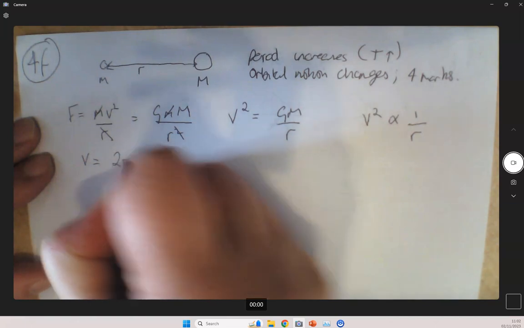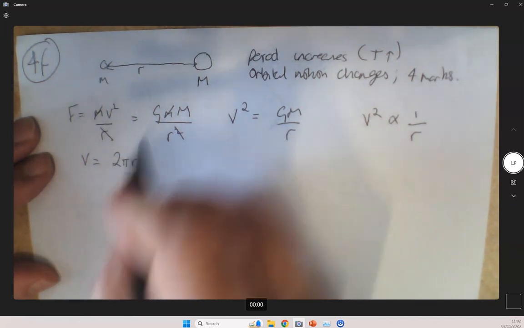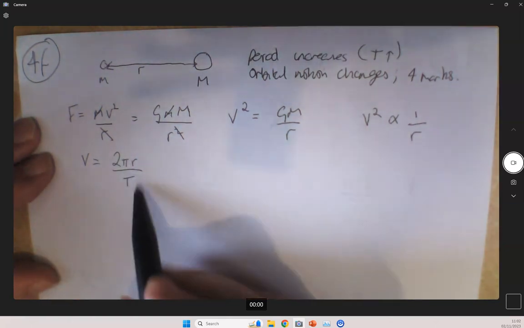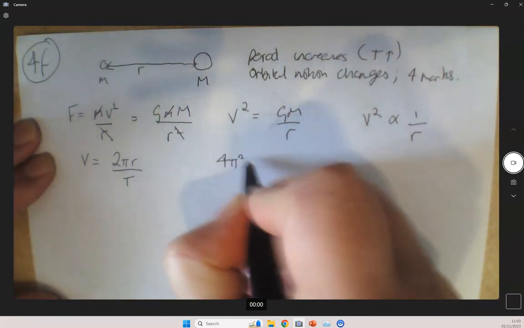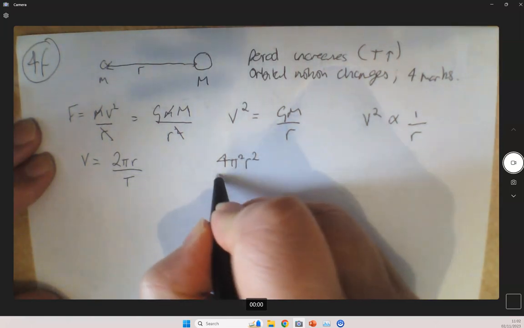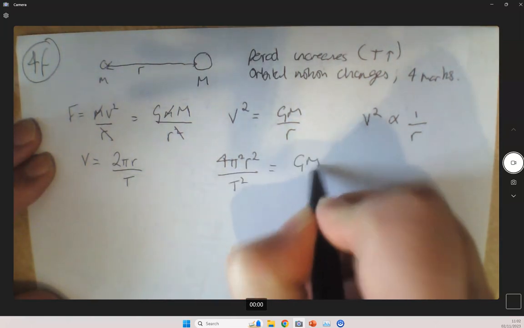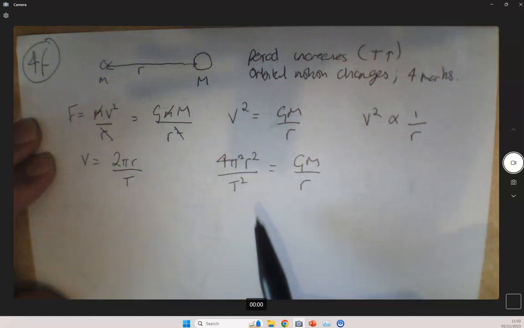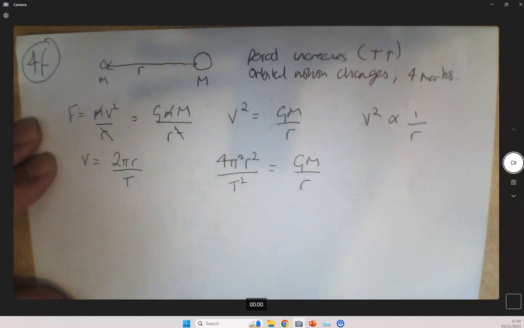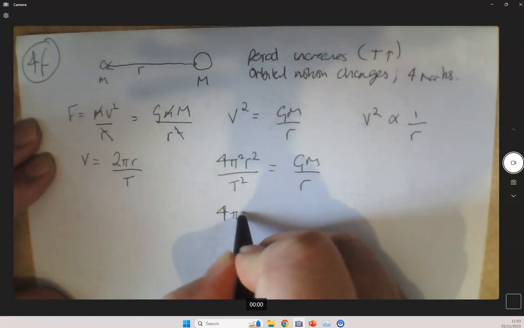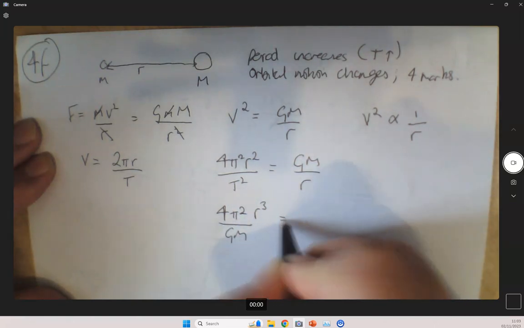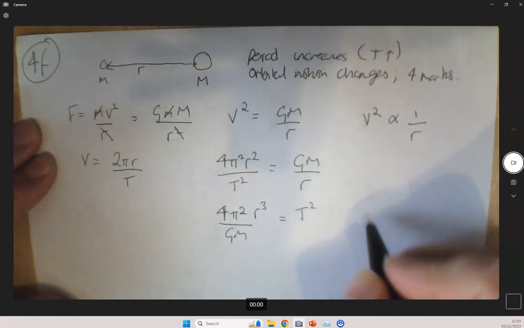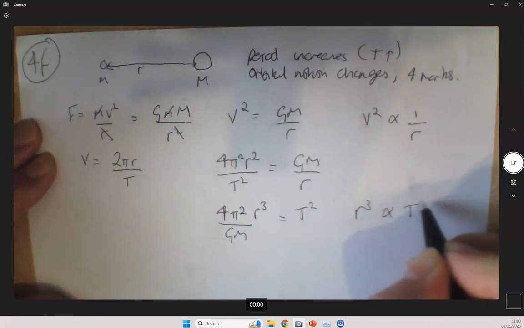So I know velocity is distance divided by time. So that's the circumference divided by the time taken to complete an orbit. And I'm just going to substitute that into this equation. So I've got 4 pi squared r squared divided by T squared is equal to GM upon r. That doesn't immediately help me in terms of what's going on, so I'm going to rearrange it. So I've got 4 pi squared r cubed upon GM is equal to T squared. So I've got r cubed is proportional to T squared.